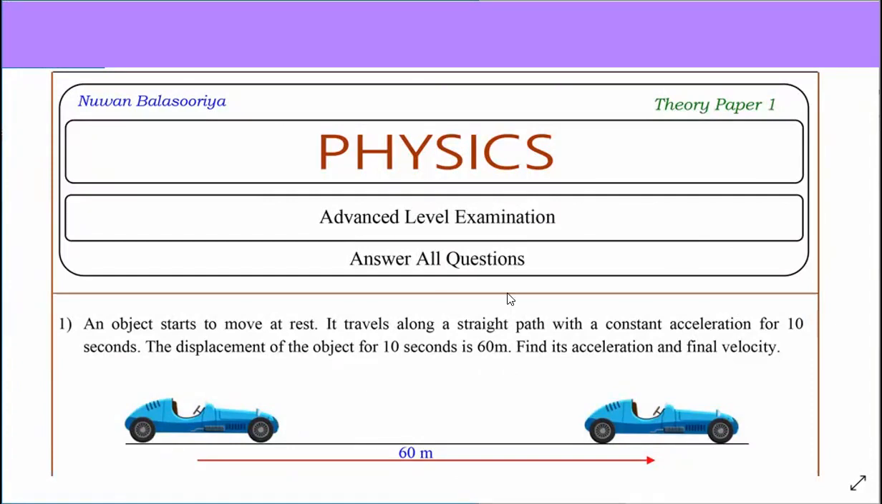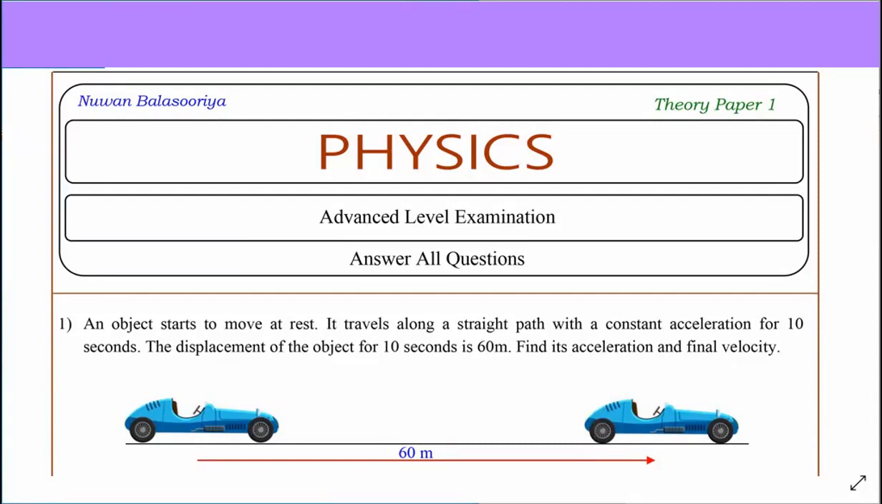We have already solved these problems, but I have asked you to try to solve these questions using graph knowledge, because we have solved all these problems using linear motion equations, right? Today, let's try to solve these problems using graphs knowledge. So let me read the first question.